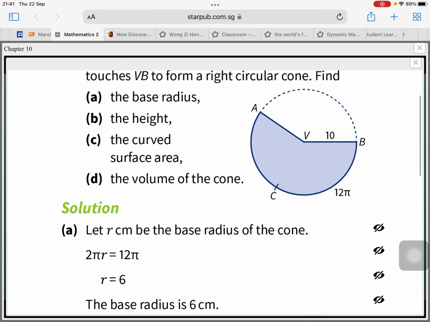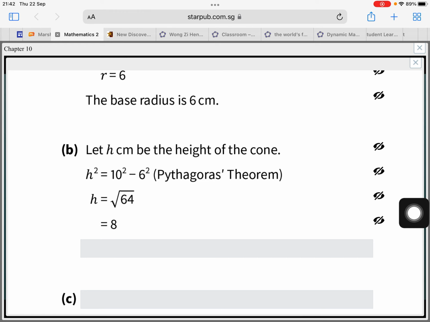Okay, next we do the height. If you know the base radius is 6, you know the slant height is 10, you can do the height. So 10 square is the hypotenuse. Then you take 6 squared away, the other side. Remember to always write by Pythagoras theorem. When you're doing square root, make sure you have plus minus. So h should be 8.